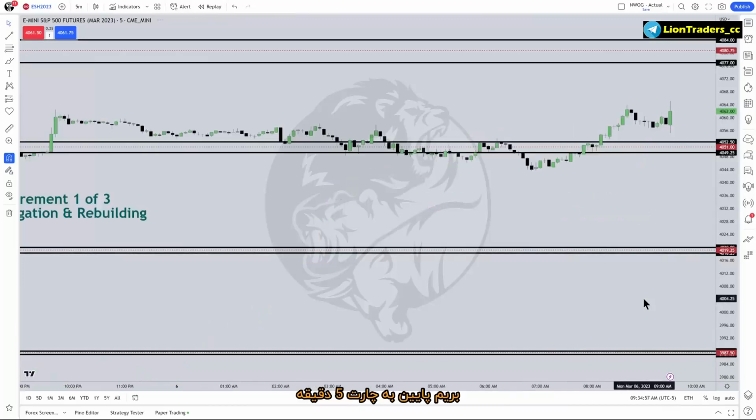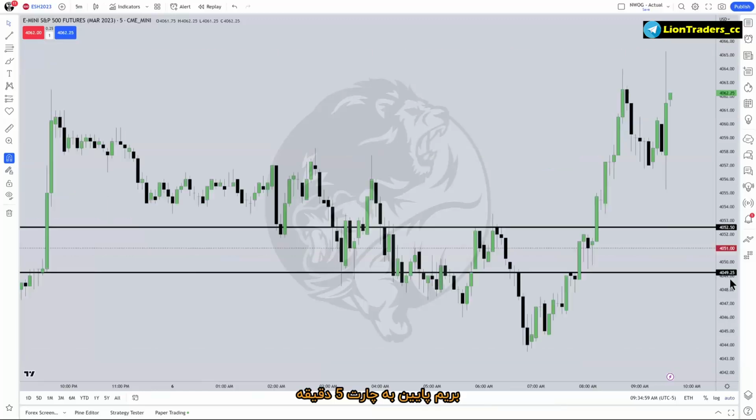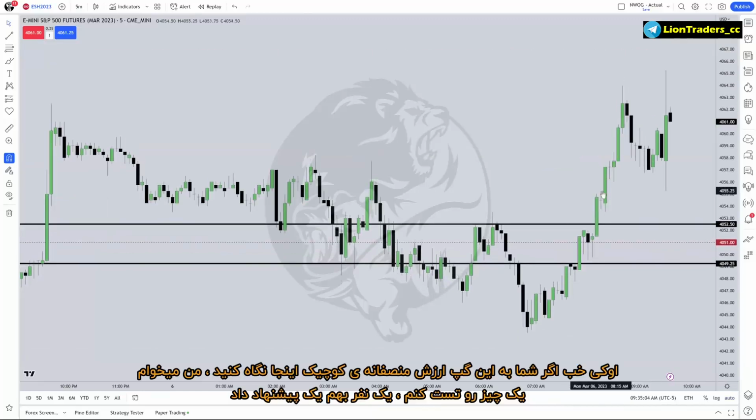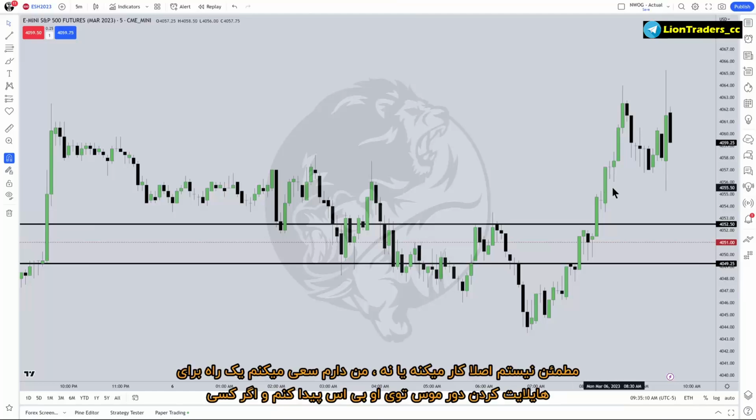We drop down into a 5-minute chart using this time frame. Okay, so if you look at this little fair value gap right here, I'm going to try something. Somebody suggested something to me. I'm not sure if it's even working.